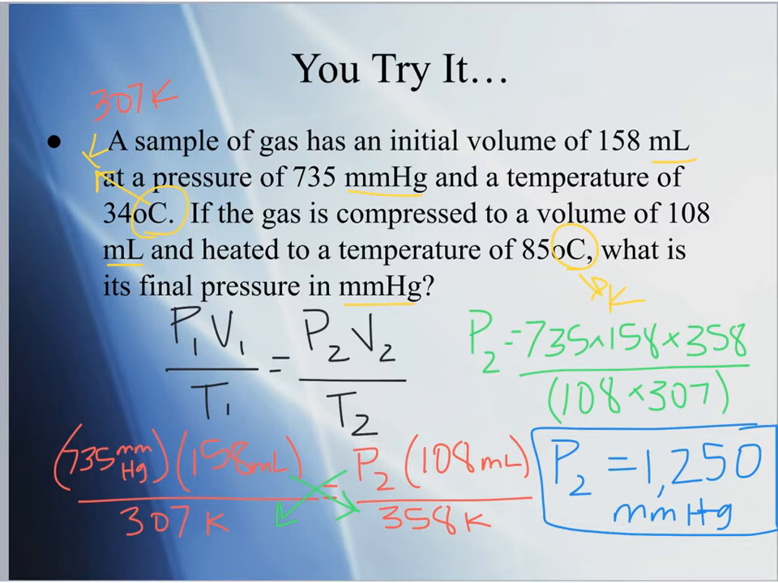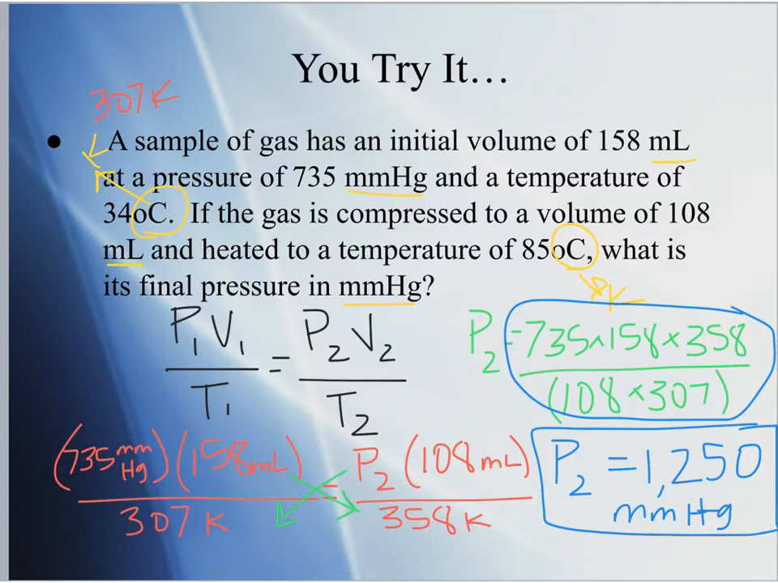I did 735 times 158 times the bottom of the other side, 358, and then divided by 108 times 307. And then in the end, I got like 1,253.9 something. All right, but if I take a look at the math that I actually did up here, I can see you've got 3 sig figs for everything.